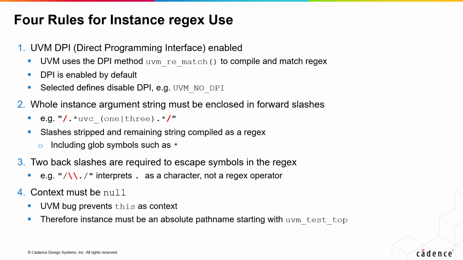Finally, there is a bug in the UVM library that requires context to be null if the instance is a regex. If context is this, UVM concatenates the context and the instance strings, and this breaks the regex syntax. A context of null means instance must be an absolute path name resolved from uvm_root.